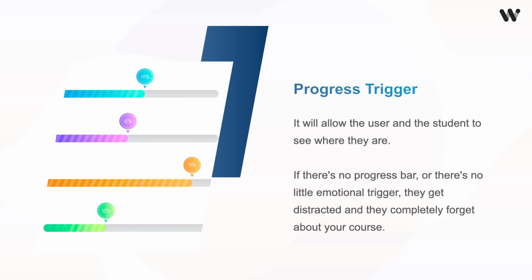You see, if there's no progress bar or there's no little emotional trigger, then they're going to think, okay, I don't know where I am, but I'm going to stop now and come back later. And a lot of times there's no after because they get distracted and they completely forget about your course. At the end of this course, we're going to talk about different strategies you can use to get people back in your course if they completely forgot about it. It will cost a little more money, but it will be worth it in the end.